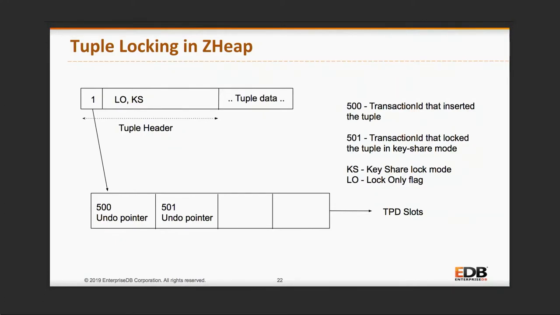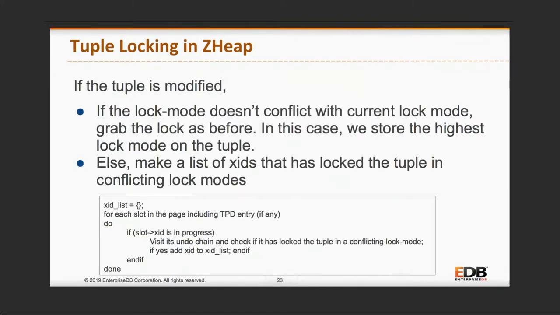So, for example, satisfies MVCC does not need this information, and satisfies self does not need that locker's information, but satisfies update definitely needs that information, and I'll come to that. So when a tuple is modified, and if the lock mode does not conflict with the current lock mode, then we can just grab the lock as before.